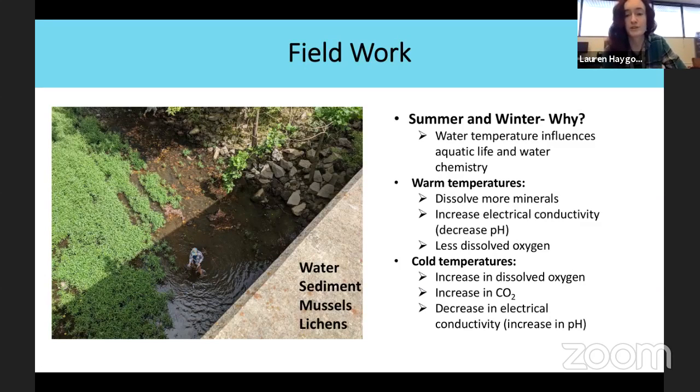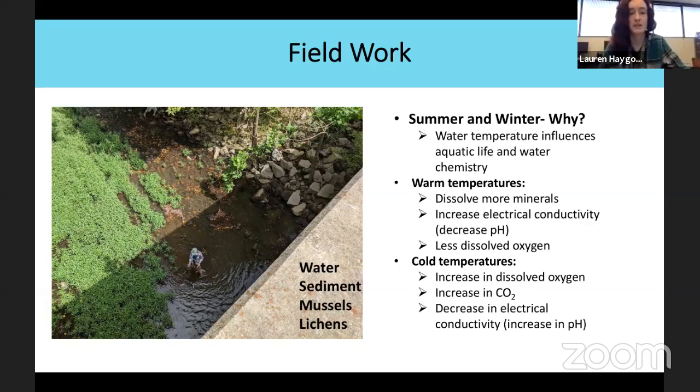So in warm temperatures, we can dissolve more minerals. So minerals are what composes rocks. So we can dissolve more of that, which means we're putting more elements, metals, whatever's in those minerals into the water system. We increase electrical conductivity, which decreases the pH. So electrical conductivity is a measurement of the total amount of ions in water. And so pH is the measurement of hydrogen ions in water. And so if we're increasing electrical conductivity and increasing the total amount of ions in our water, that means we're also going to be increasing the total amount of hydrogen ions in our water.